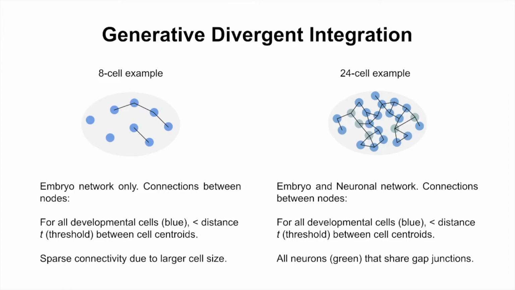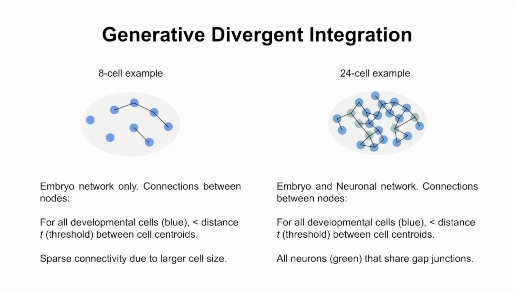By contrast, we go to this 24-cell example. Again, this is just a cartoon, but at this point we're getting two different types of cell. We're getting the somatic cells, which are in blue, which we see in the 8-cell, and we get these light green cells, which are neurons or emerging neurons. Now we can make the connection between these two types of networks. We have these connectome or neural networks that are starting to form, and then we have these embryo networks, which are already becoming more dense and connecting together.